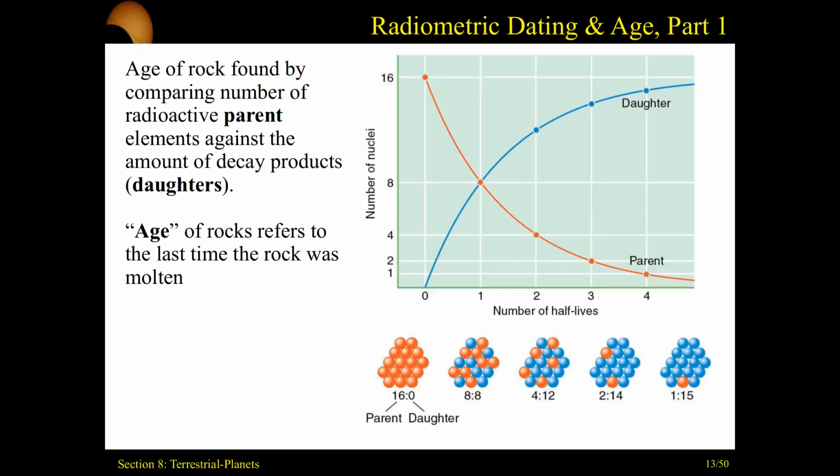At the end of the last video, we mentioned how you can use the number of impact craters on a surface to estimate the age. But how can we do better than that? Well, we can use radiometric dating.